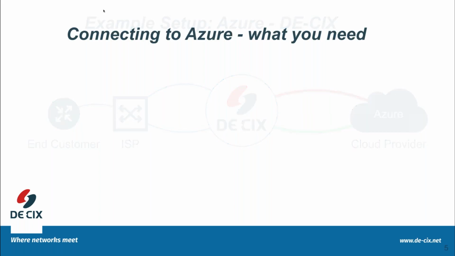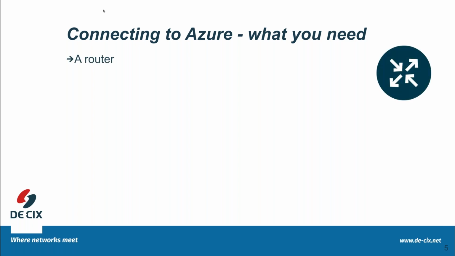So as an end customer or even as an ISP, what do you need to use this service? Of course, you need a router. And the router must be able to do BGP, Border Gateway Protocol. The reason for that is that Microsoft requires a BGP session between your router and their router in the Azure cloud.